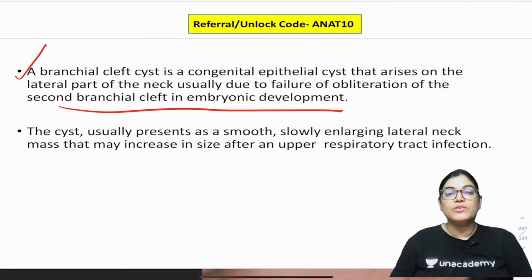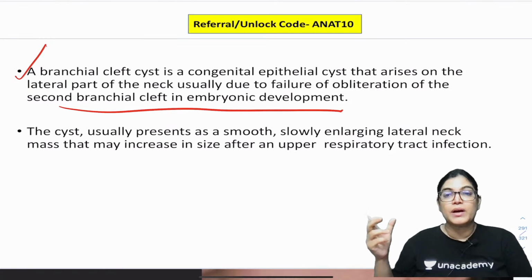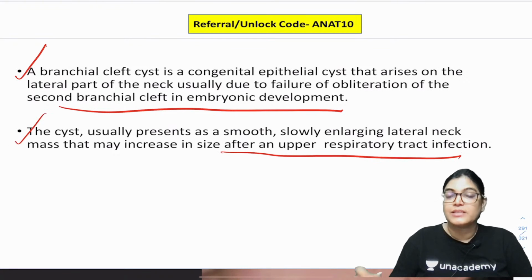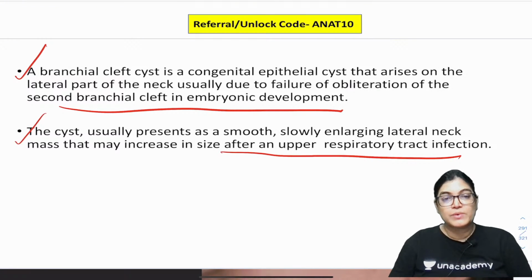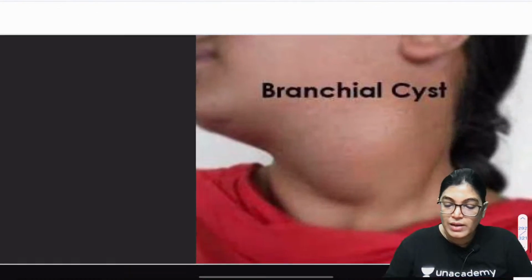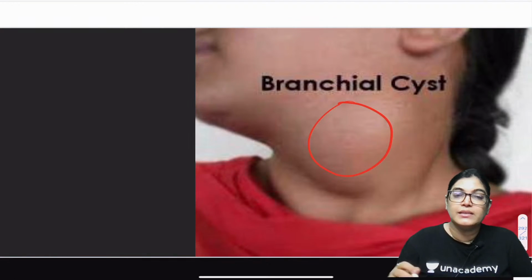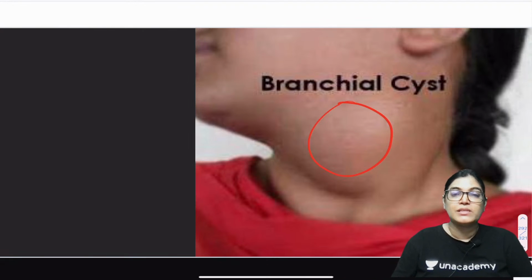development. When you see it, it is an enlarging mass on the lateral aspect of the neck. It increases in size after an upper respiratory tract infection. I would also like to show this diagram where you can see the swelling is lying in relation to the sternocleidomastoid muscle, on the lateral aspect of the neck.